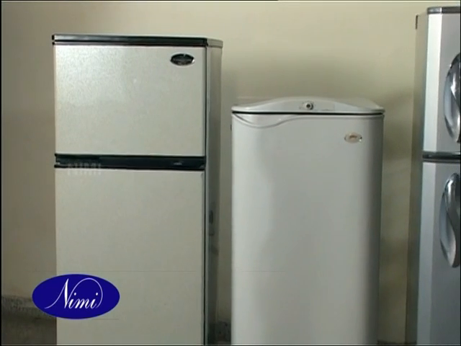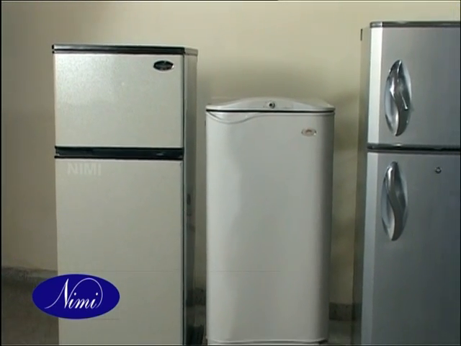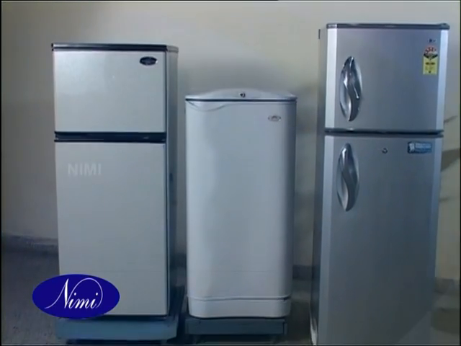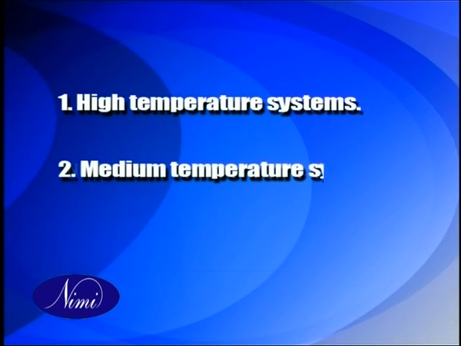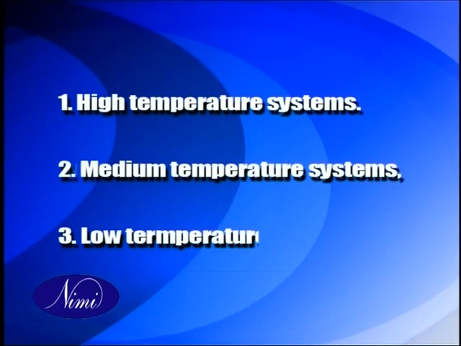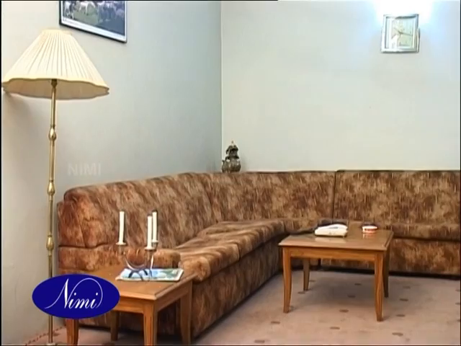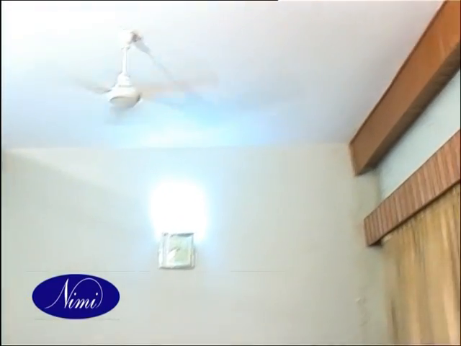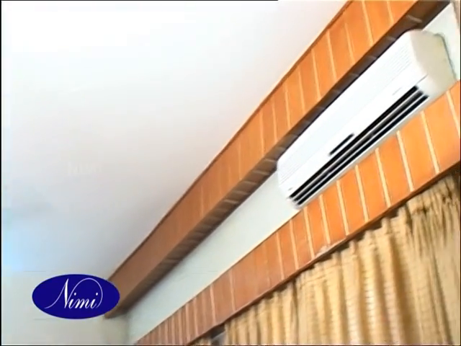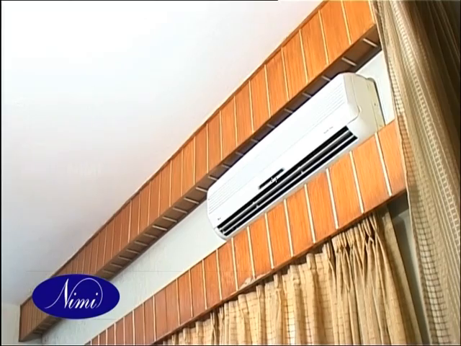Classification of refrigeration systems. In general, refrigerating systems fall according to use into three groups: 1. High temperature systems, 2. Medium temperature systems, and 3. Low temperature systems.